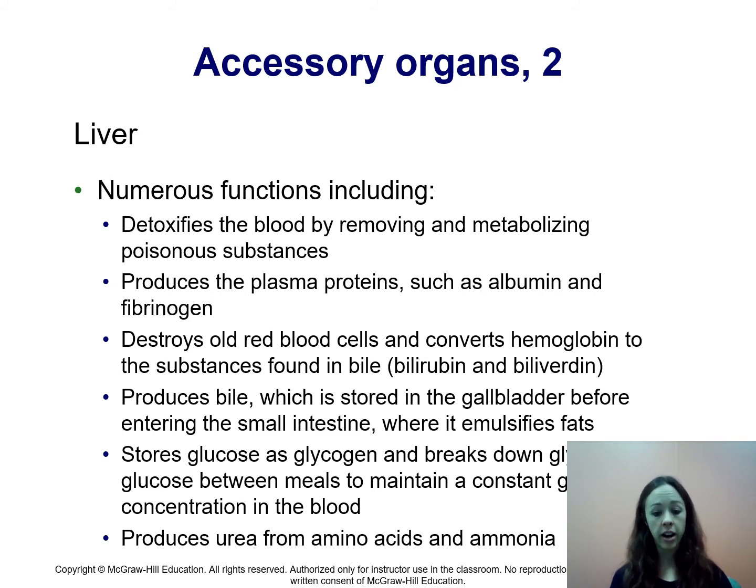It produces bile, which is stored in the gallbladder before entering into the small intestine, which, as we've all already learned, emulsifies fats into fat droplets for that lipase enzyme to further break down that fat droplet. The liver also stores glucose as glycogen and breaks down the glycogen into glucose between meals so that we can maintain a regular blood sugar level. And it also produces urea from the amino acids and ammonia.